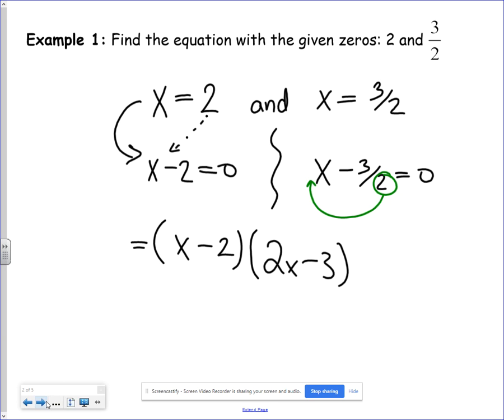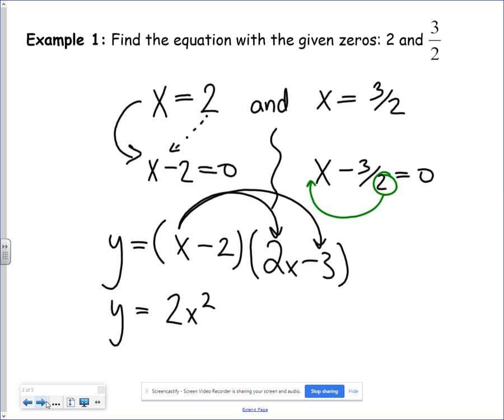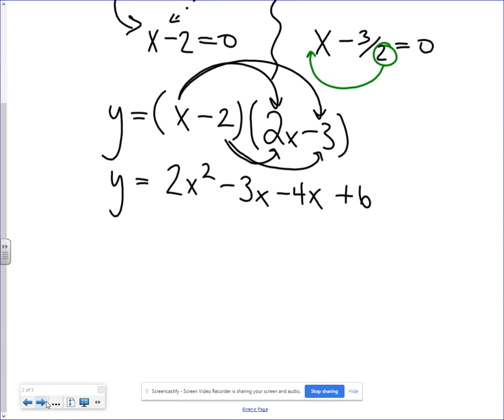Now I'm trying to find an equation. And remember how we solved the first one. We substituted 0 for y. So we're going to put y over here. To find my equation, I would just have to FOIL these two factors together. So I get x times 2x, that's 2x squared. X times -3 is -3x. -2 times 2x is -4x. -2 times -3 is +6. Combine our like terms, we have y equals 2x squared minus 7x plus 6.